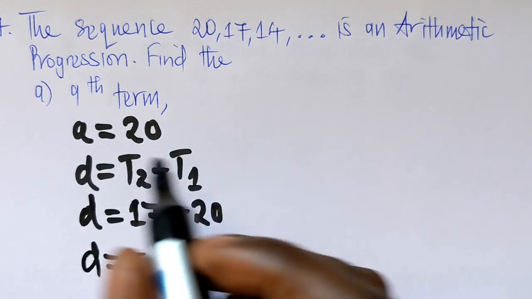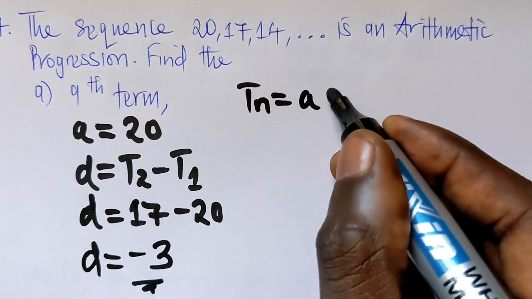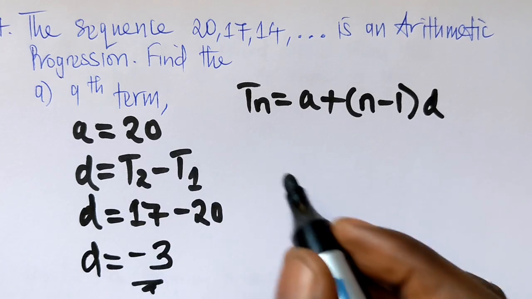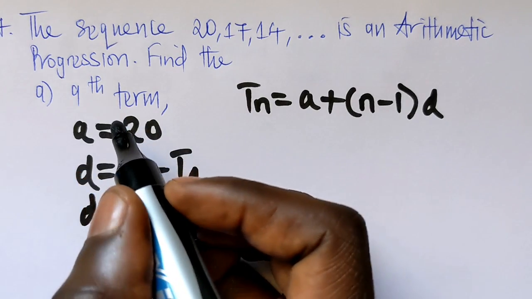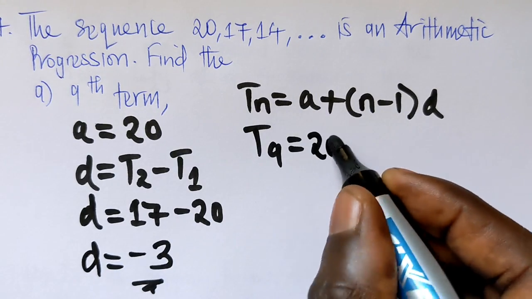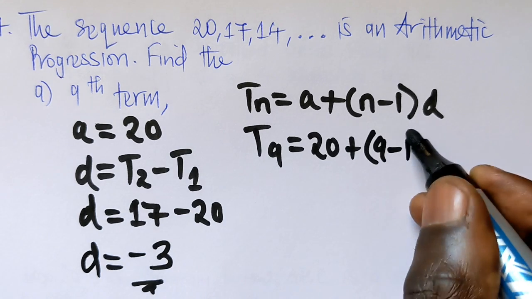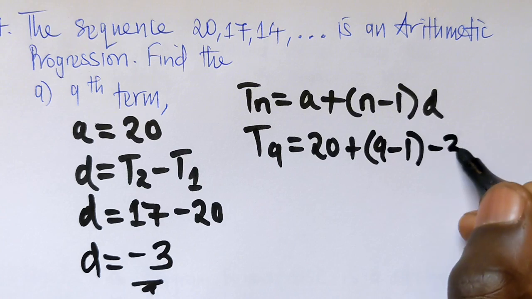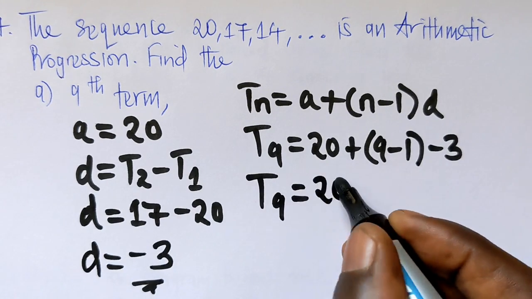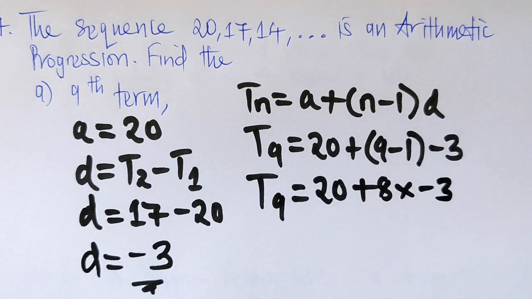Then to calculate the nth term, we use the general formula. Tn is equal to A plus open bracket n minus 1 close bracket multiplied by D. N is the position of the term that we're looking for, so 9. T9 is equal to A is 20, plus 9 minus 1, then D is negative 3. So T9 is equal to 20, 9 minus 1 is 8, so 8 times negative 3.